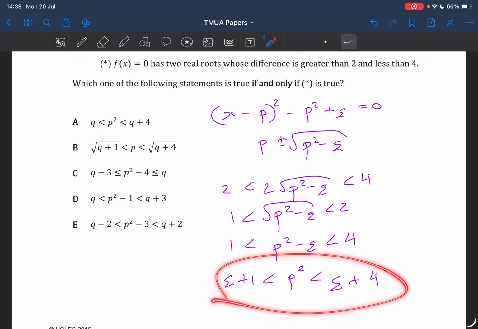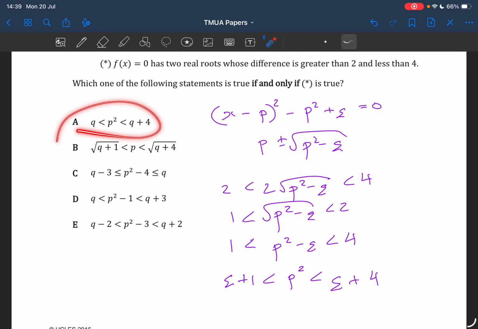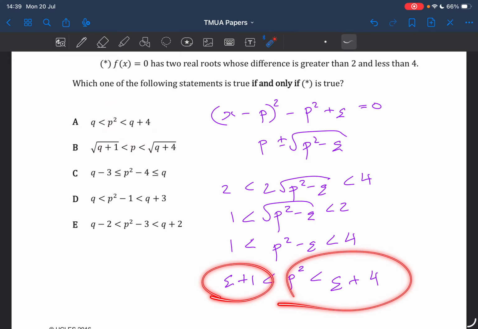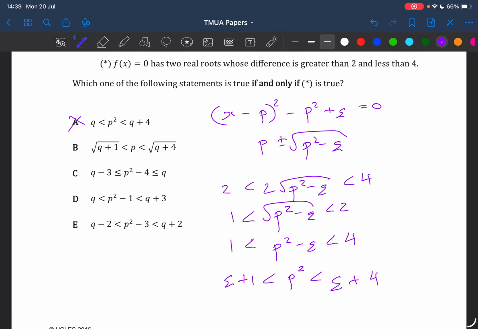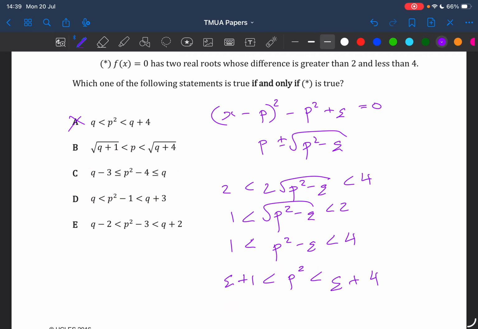Like we have p squared in the middle. So let's look at all of those first. P squared, p squared, p squared, p squared. Is it going to be q and q plus 4? So that side's correct, but this side's not. So no. Is it going to be this one? Well, if we take 4 from everything, this will be minus 3. This would be minus 4. This would be 0. That works. But wrong signs. So not working.